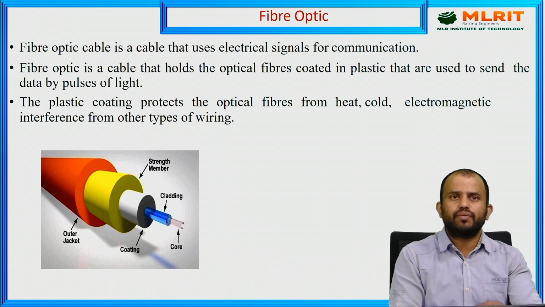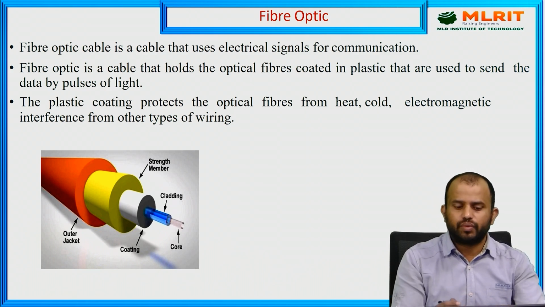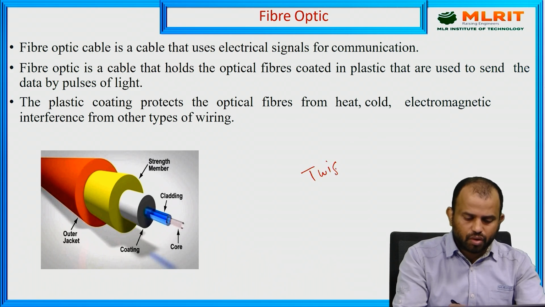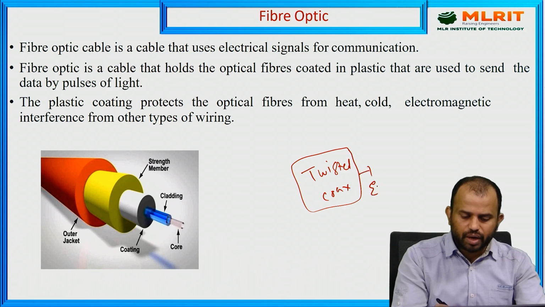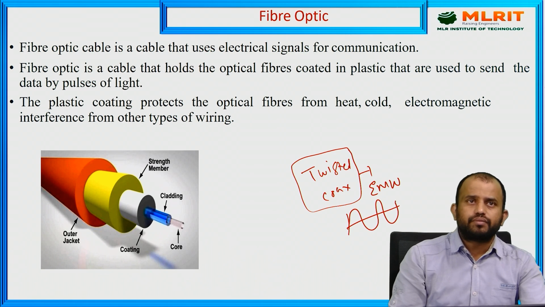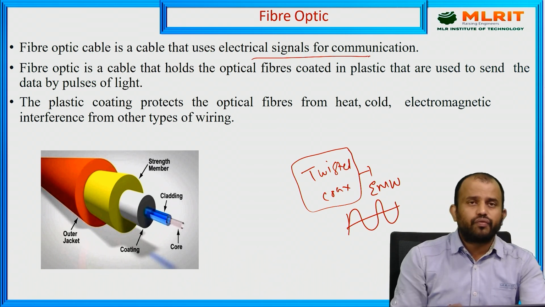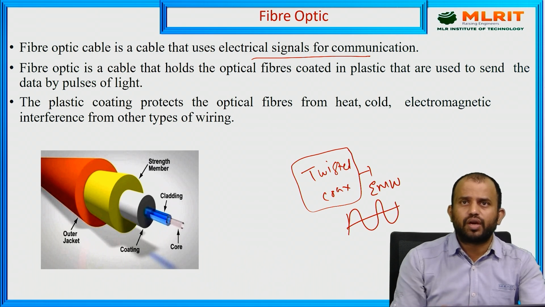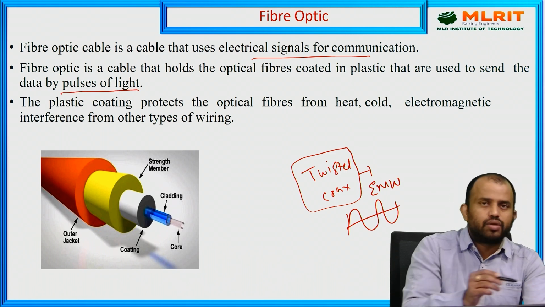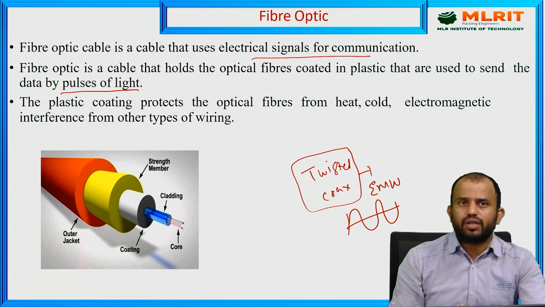Next one is the fiber optic cable. So what is a fiber optic cable? As we discussed earlier, when discussing twisted pair cables or the coaxial cable, the information is transmitted in the form of electromagnetic waves, as a sinusoidal signal. But the fiber optic cable holds optical fiber coated with plastic, and here the information is transmitted in the form of light rays. We call it a pulse of light rays.